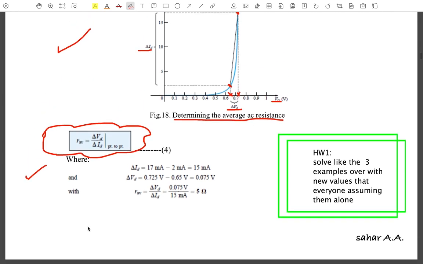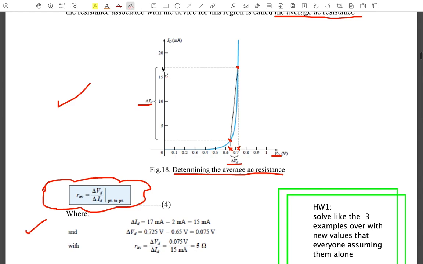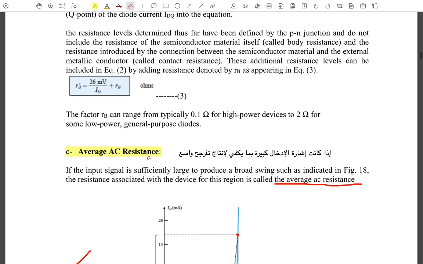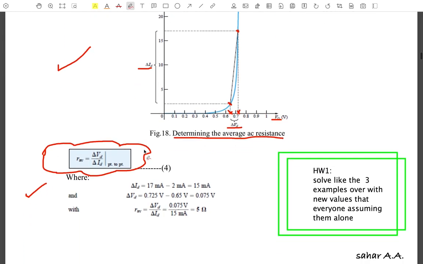Thank you for this lecture, and I want you to give me the homework next week. Solve the 3 examples that we had in this lecture with new values that everyone assumes alone. So everyone put any values, for example 20, 21, 5, put any values and calculate it and determine everything like the examples. Thank you for today.